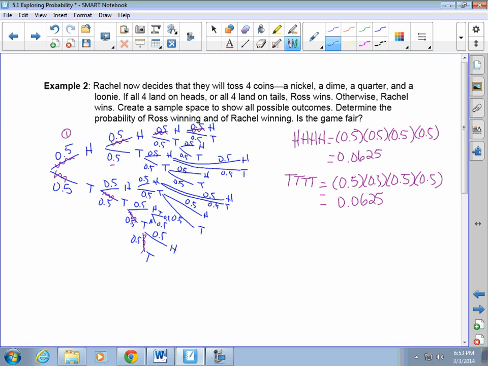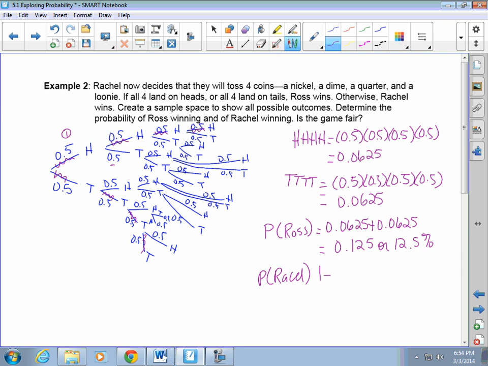So the probability of Ross winning is that 0.0625 plus 0.0625. So that equals 0.125 or 12.5%. The probability of Rachel winning then, if we know the total probability is 1, is 1 minus Ross's probability.